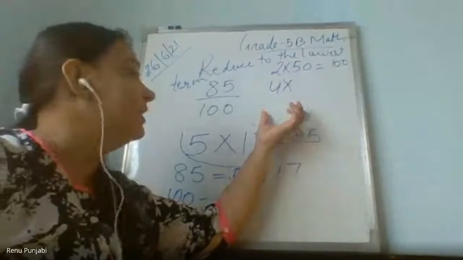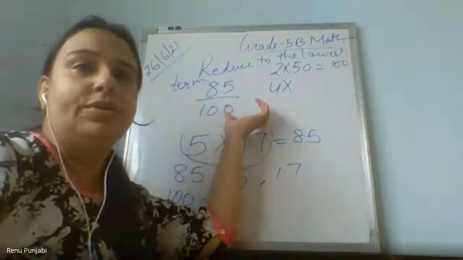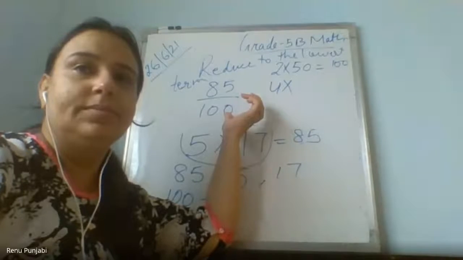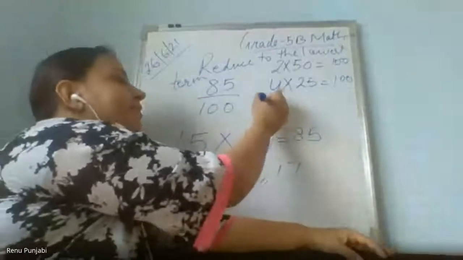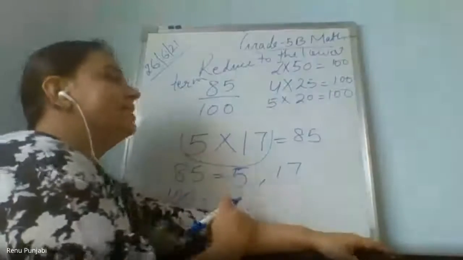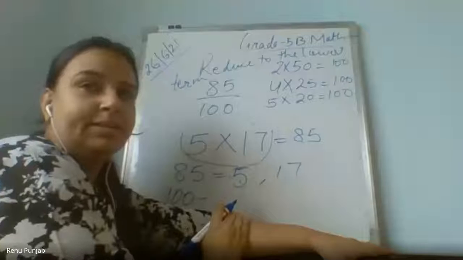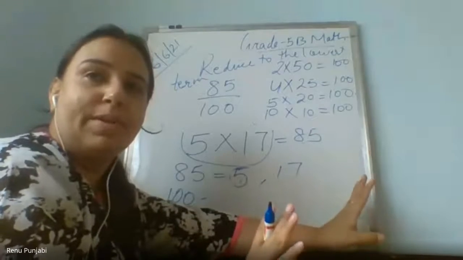How many times, please? 100 is divisible by 4, 25 times. Is 100 divisible by 5? Yes. How many times? 20 times. Is 100 divisible by 6? No. 7? No. 8? No. 9? No. 10? Yes. How many times? 10. So now we stop because we check every number till 10.